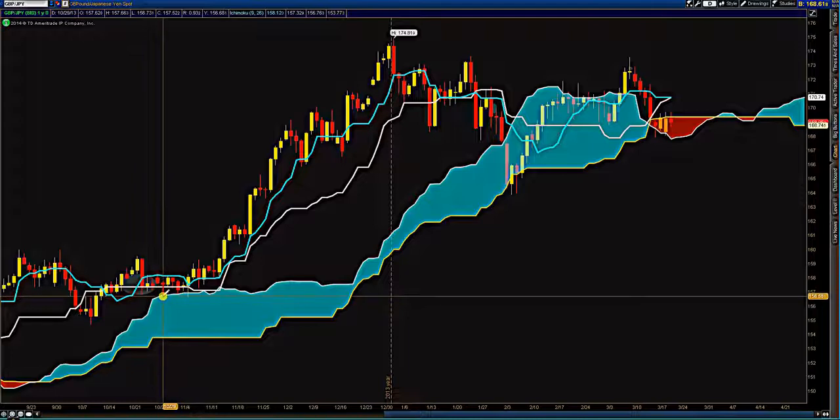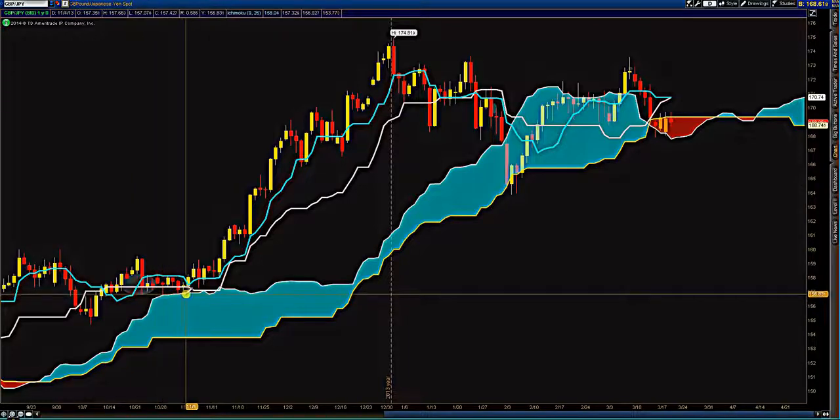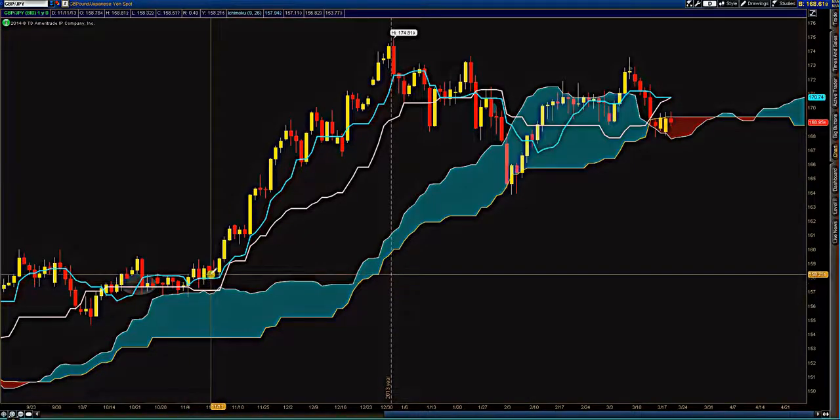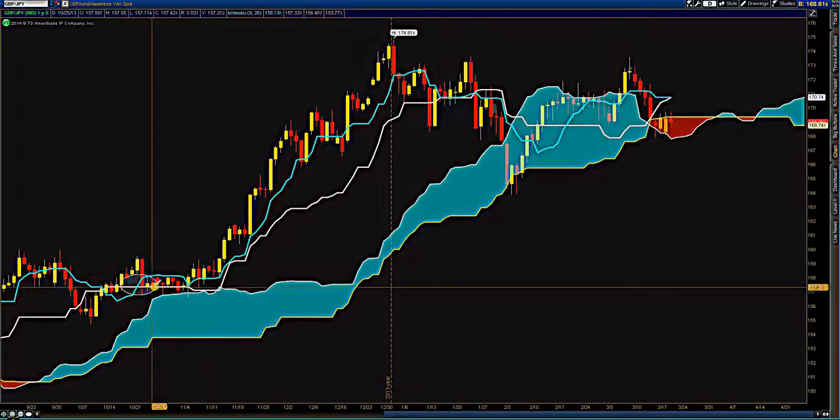But price respected the cloud. This very thick cloud, this cloud measures from 156 to 153. So 300 pips within the cloud. A lot of support. Okay? So price has been respecting that Kijun.